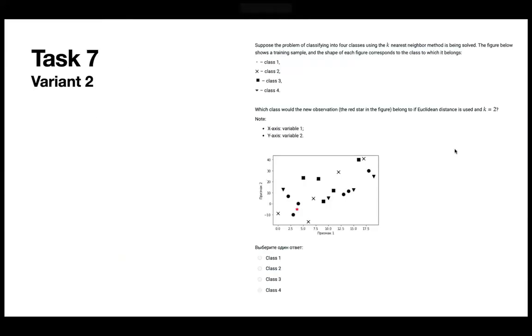Let's take a look now at the same task from the second variant, and here we have the red star between 2 dots. I'm sorry again. So we will have 2 nearest neighbors, and our red star will belong to the class which these 2 dots have, and that's class 1. So the answer here will be class 1. Is that task clear for you?